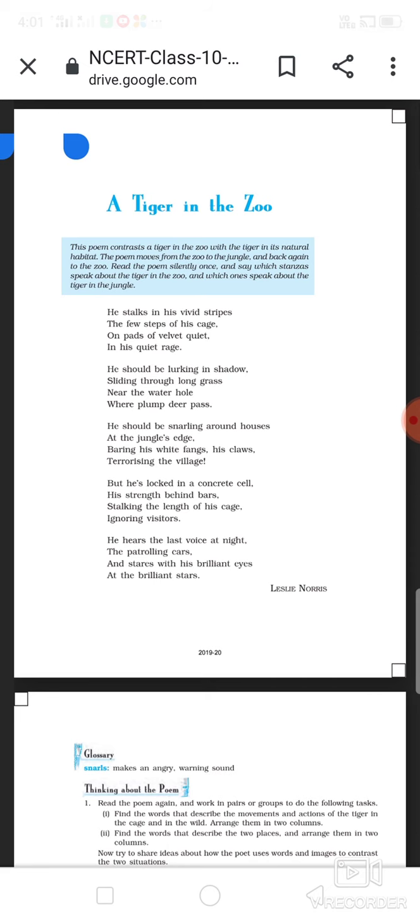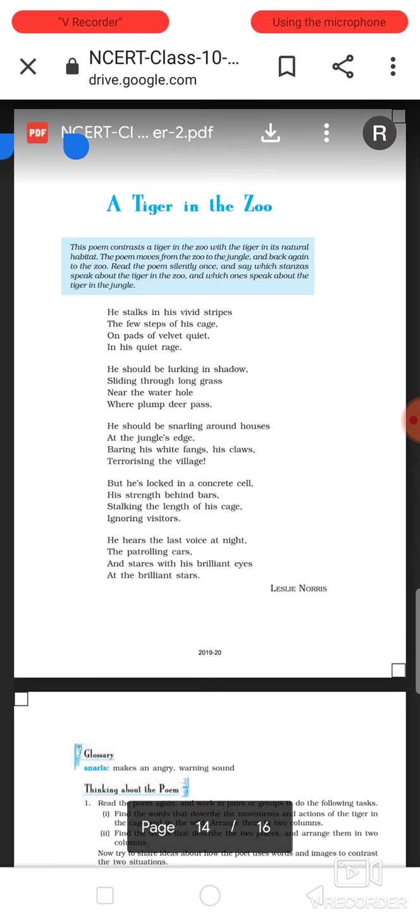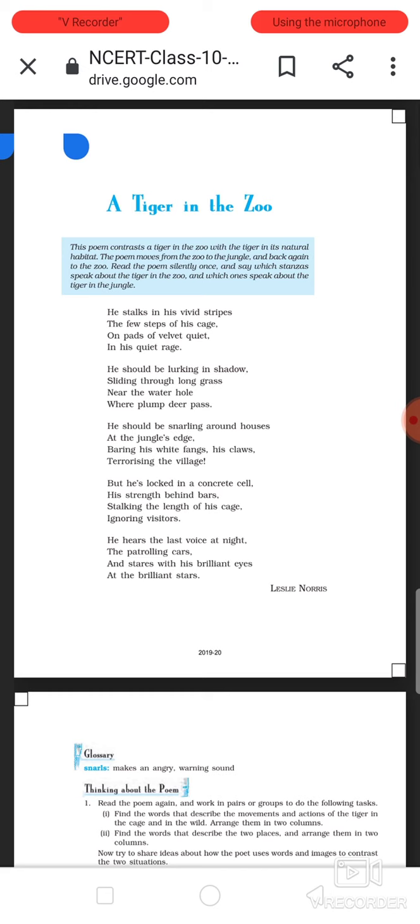Not only that, he should be snarling around houses. He should be making noises at the jungle's edge, near the villages. He should have terrorized them the way he used to, roaring, baring his white fangs, showing his long white teeth. Fangs means long teeth. His claws, terrorizing the villagers altogether.